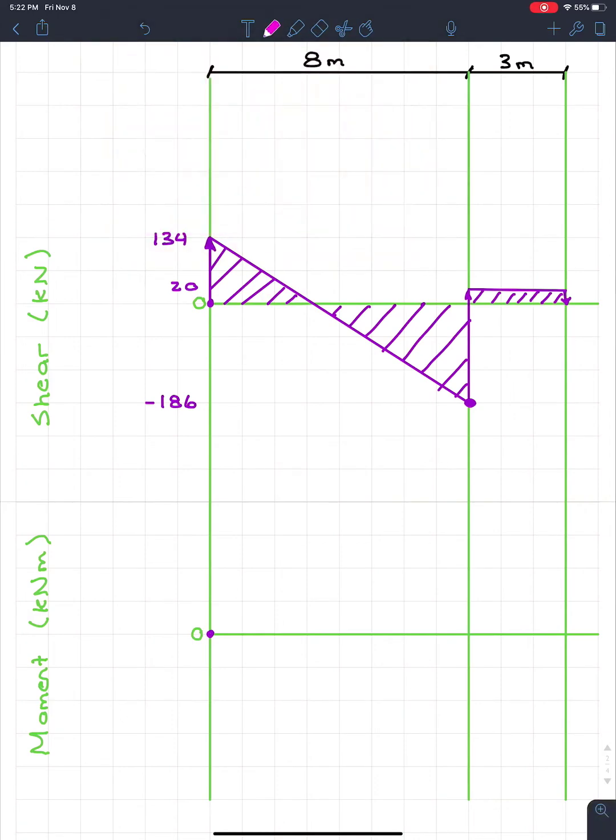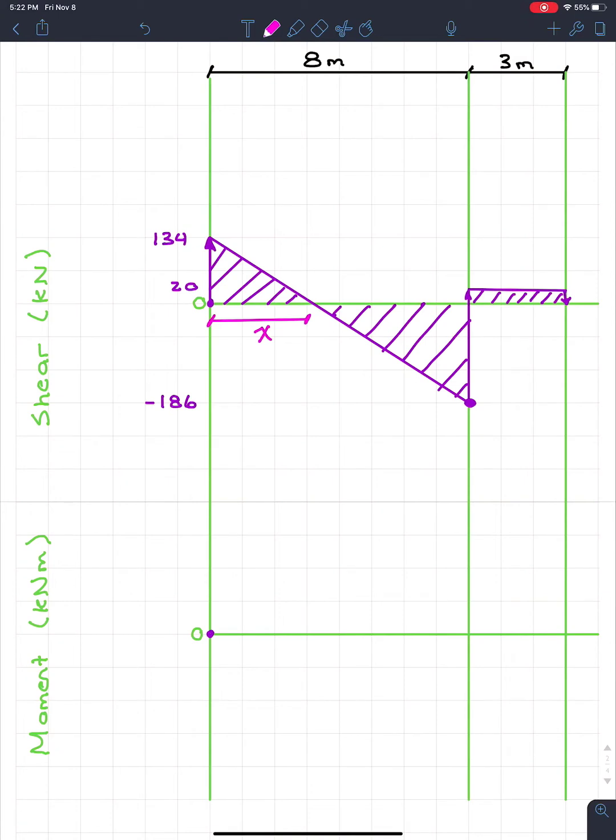I'm going to put it in pink. If we need to find the area of the shear, we're going to need this distance, which I'll call x. We don't know what x is. So this is actually going to be a big problem. So before we can actually determine the moment diagram, we're going to need to find where the shear diagram intercepts the x-axis. Or in this case, when the shear is equal to 0.